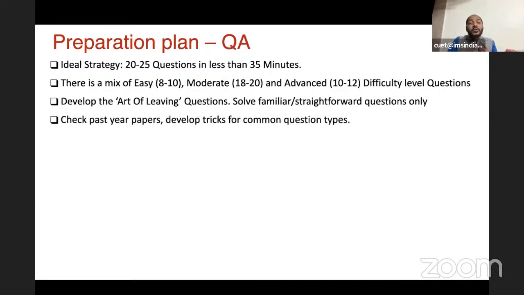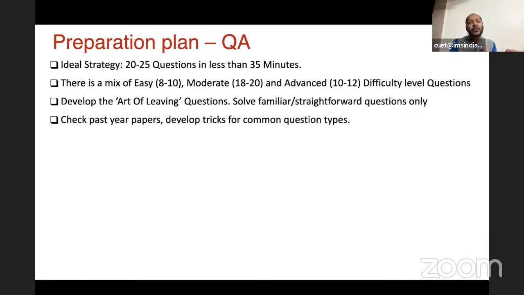So if you just go through the past year papers and you identify the difficult or the lengthy questions that come in the exam, and you work on those questions repeatedly and identify tricks to solve those questions faster, you can actually improve your number of attempts in the QA section significantly. Therefore, if someone has to do well in NPAT, solving past year papers is essential to develop tricks for questions which come repeatedly every year.